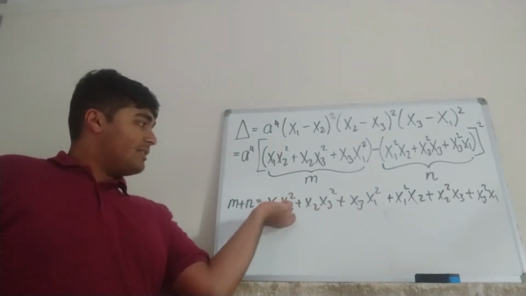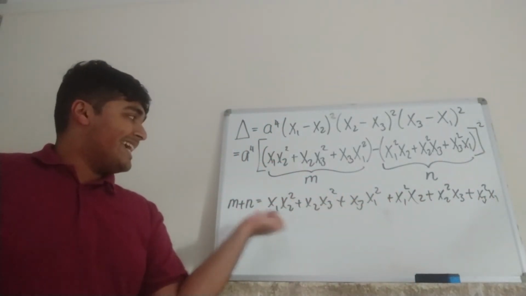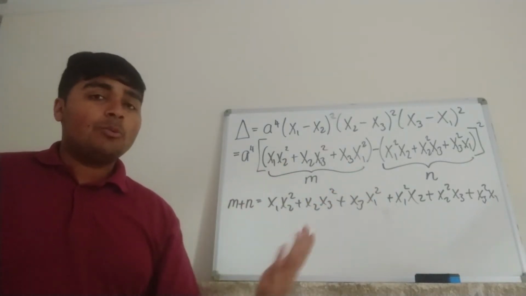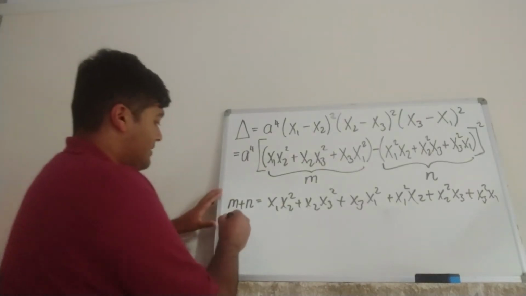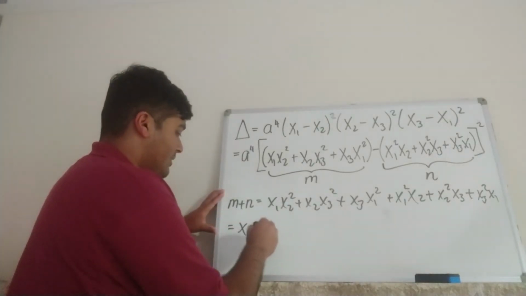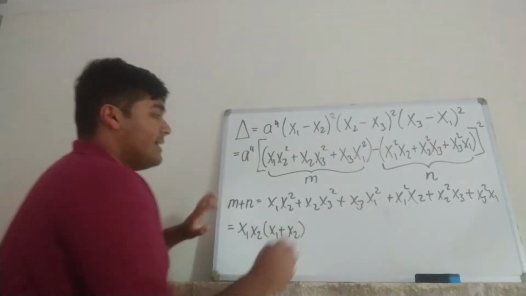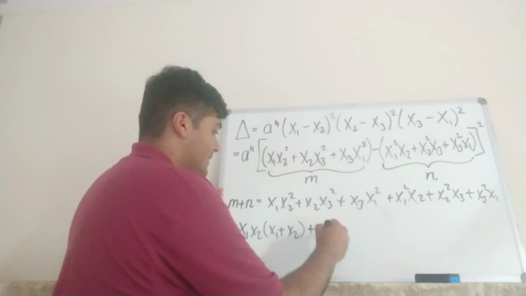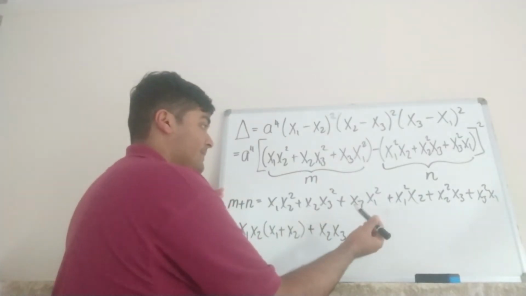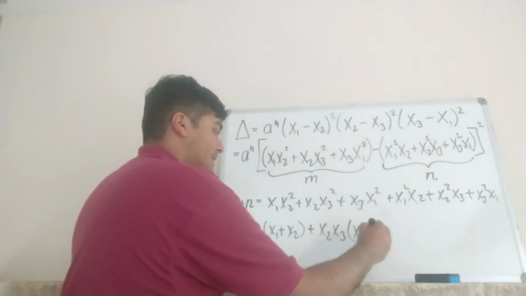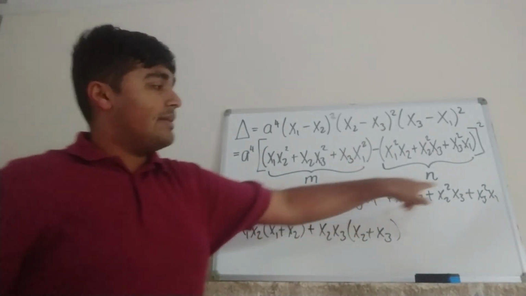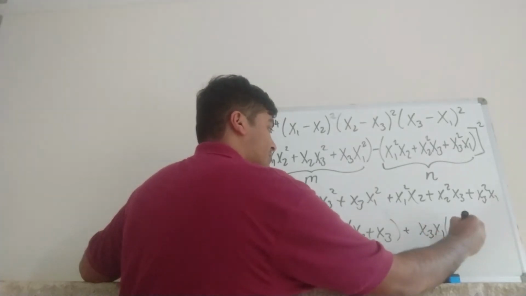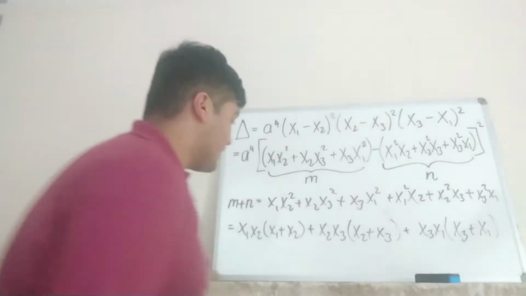Now what we're going to do is group this term and this term together. So x1 x2 squared plus x1 squared x2: we can factor out an x1 x2 and we'll be left with x1 plus x2. So this is equal to x1 x2 times (x1 plus x2). Similar thing for this one and this one: factor out an x2 x3, so plus x2 x3, then in brackets x2 plus x3. And then the final one, factor out an x3 x1, so plus x3 x1, then in brackets x3 plus x1, like so.